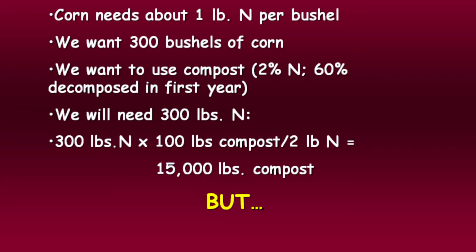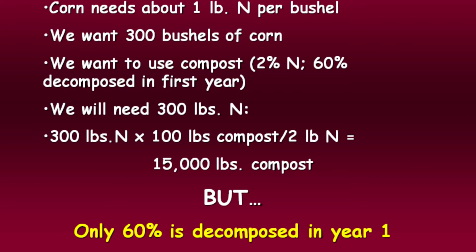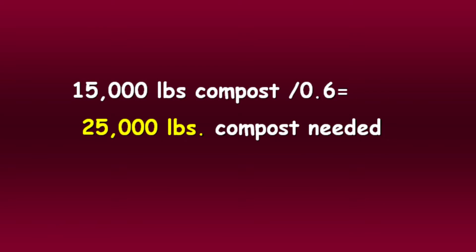So does everybody make a lot of compost or are they willing to buy it? But it gets better. Only 60% of it is decomposed in year one. So of that 15,000 pounds, only 60% is going to be decomposed. So we divide that by 0.6, we get 25,000 pounds of compost needed to grow 300 bushel corn. Very practical, huh?